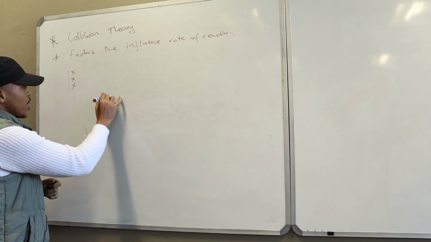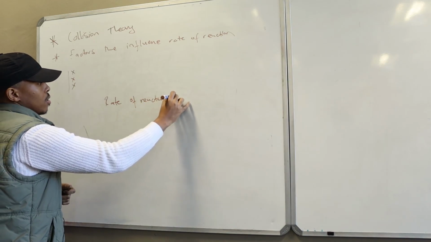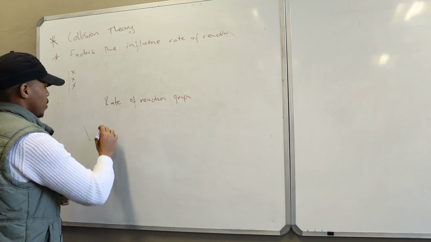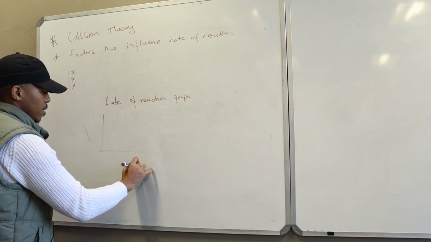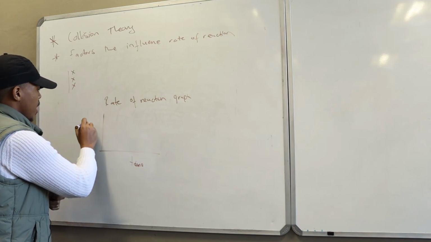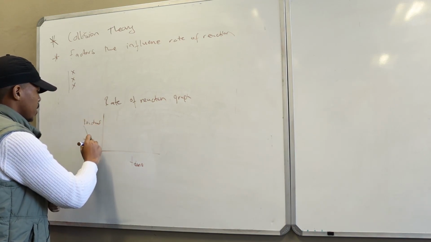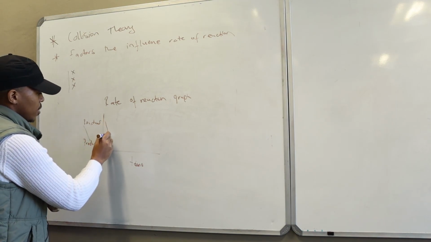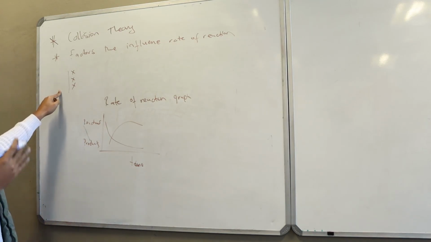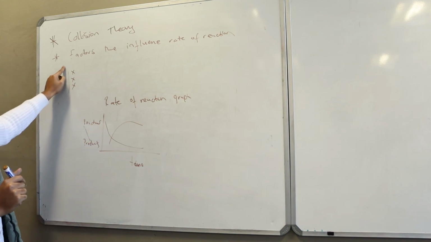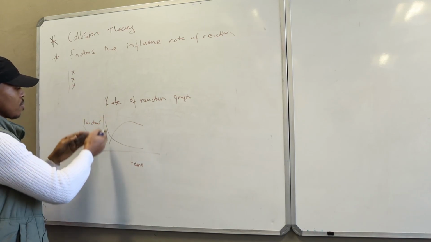Next week we're going to do rate of reaction graphs. Start with the basic one, which is that, right? You have time over there. You have reactants, and then you have products, right? And then the reactants go down, and then the products go up. So next week, or part 2, what I'm going to do is finish off explaining the factors in terms of collision theory, and then we're going to start explaining the graphs.